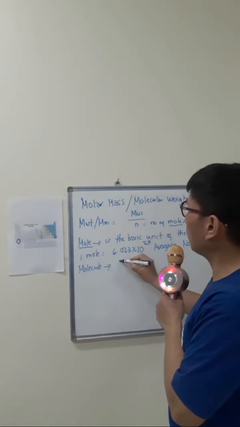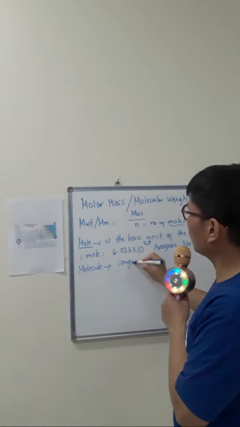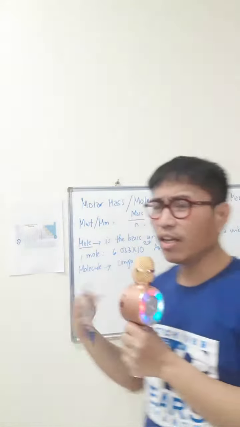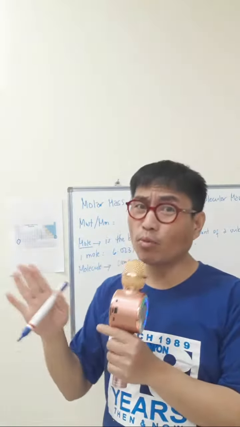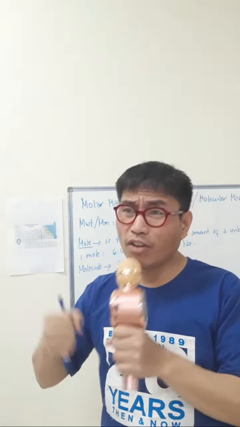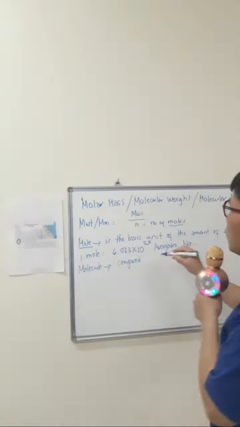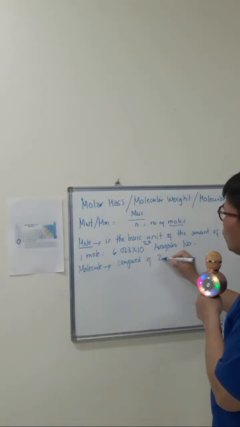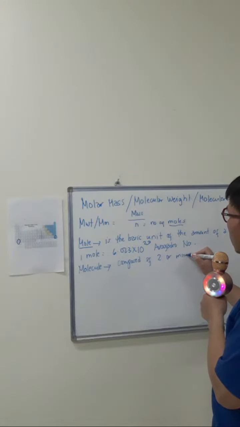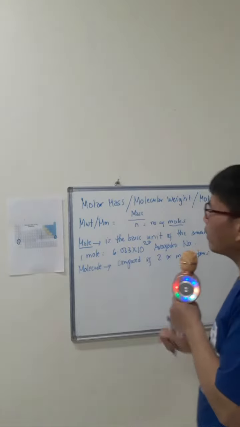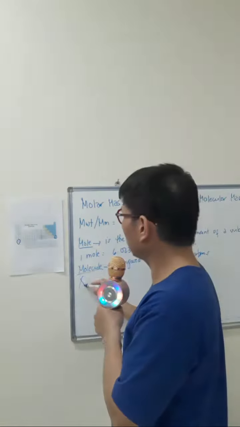So, composed. Actually, there are a lot of terms for this: compose, combine, adjoin, chemically combine with 2 or more atoms. So your clue is that there will be a combination of several atoms, multiple atoms, or 2 or more atoms. That's a molecule. Composed of 2 or more atoms. What is an atom?